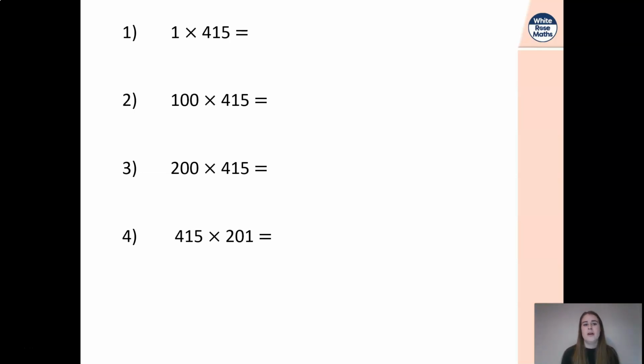Okay, so 1 multiplied by 415, easy peasy. Well, it should just be 415 because we're only multiplying it once. Number 2, 100 multiplied by 415. Well, I know that I've now made that 1's number 100 times bigger. So if I use my knowledge of making things 100 times bigger, that must mean that my answer can be 100 times bigger. So I just need to make 415 100 times bigger. Now here, I've decided to make it 200 times bigger. So now what I need to do is multiply that answer from beforehand twice. So rather than 100 and 200, I can just multiply that by 2, and that gives me 83,000.